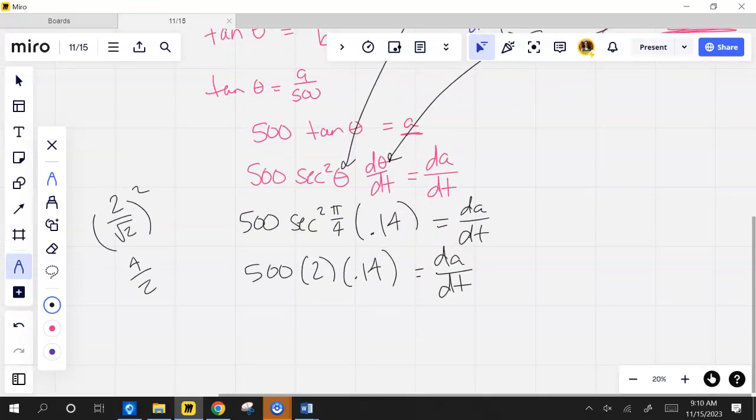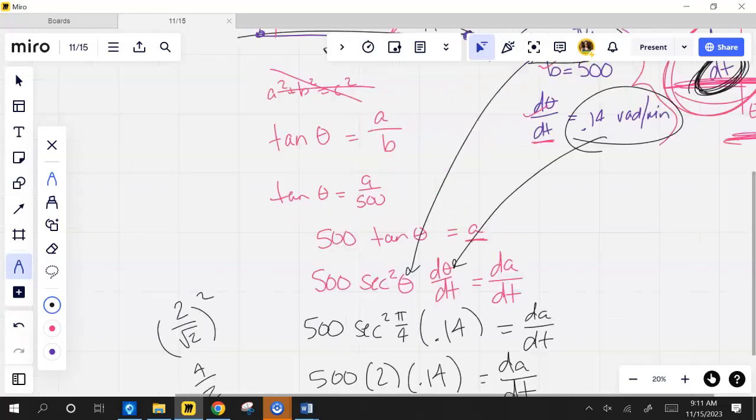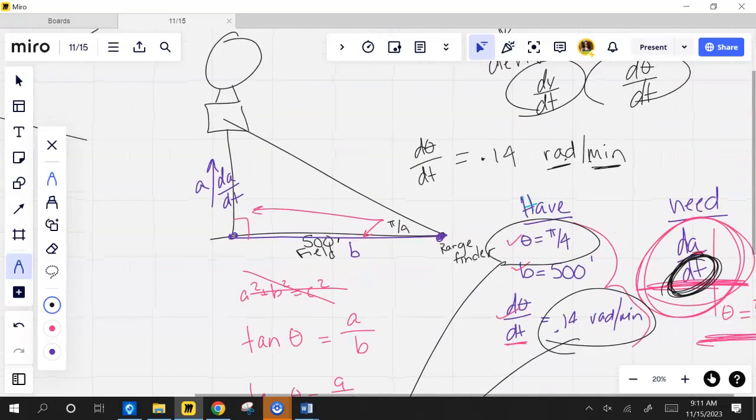You should get 140. 140 what, though? Remember what I was trying to find? A is in what? Feet per, is it minutes? In the beginning, because it was 500 feet.